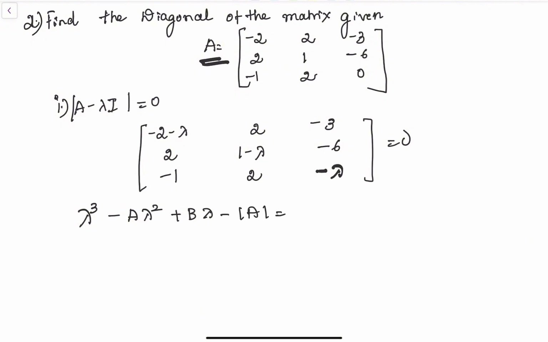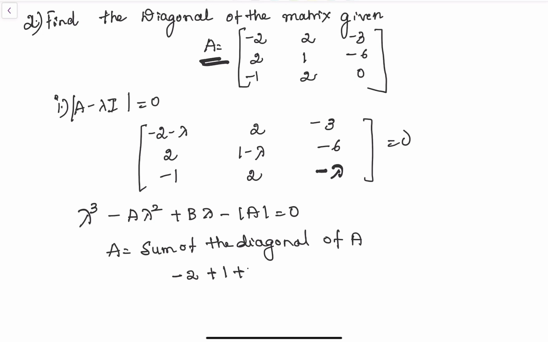The formula is lambda cube minus a lambda square plus b lambda minus determinant of A is equal to 0, where a is the sum of the diagonal elements of A. So that will be minus 2 plus 1 plus 0 is equal to minus 1. So what is the value of a? a is equal to minus 1.